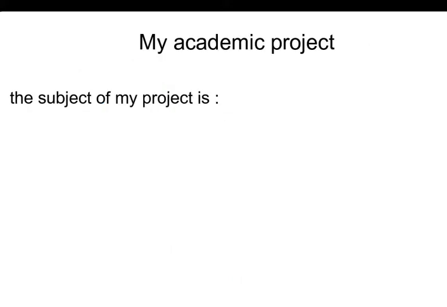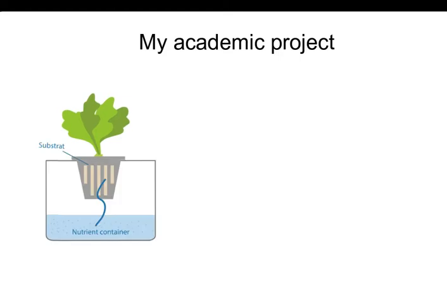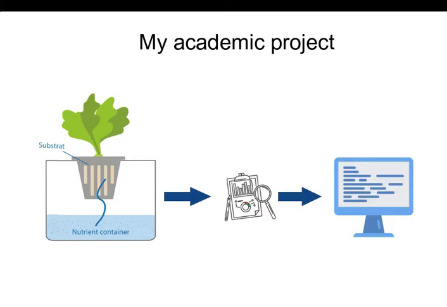So the subject of my project is designing and programming an online buying and selling website of farming stuff, which can also implement a connected hydroponic system. The idea is simple. We have a plant, it's put into a connected hydroponic watering system. This system will take care of the plant, and at the same time, this system will capture data to send them directly to a web application in real time. That's all. So this is the main task of the project.